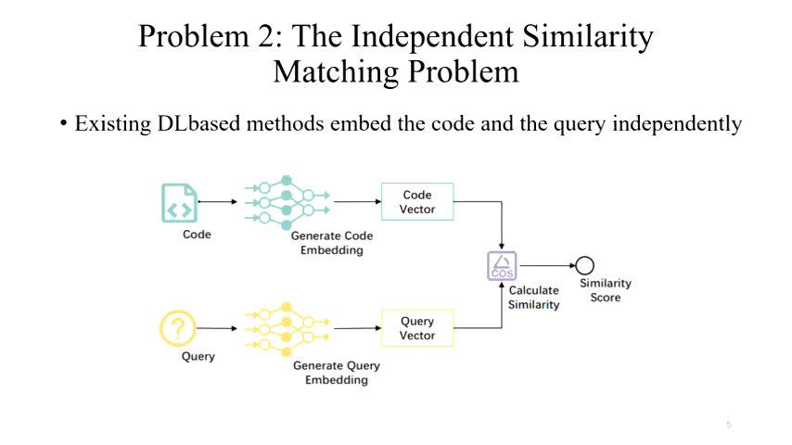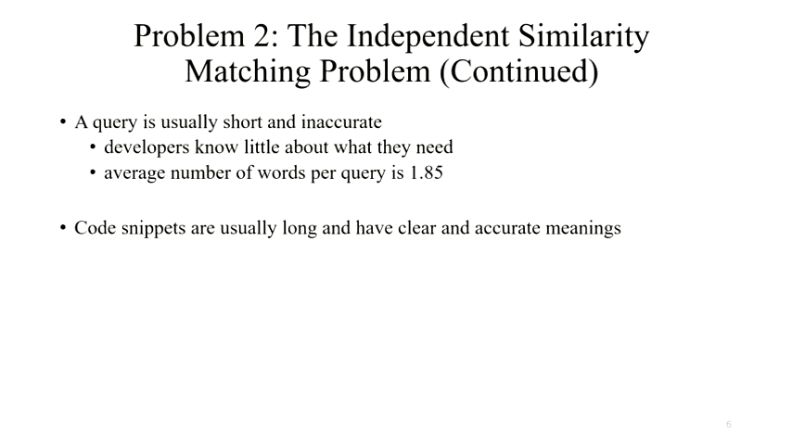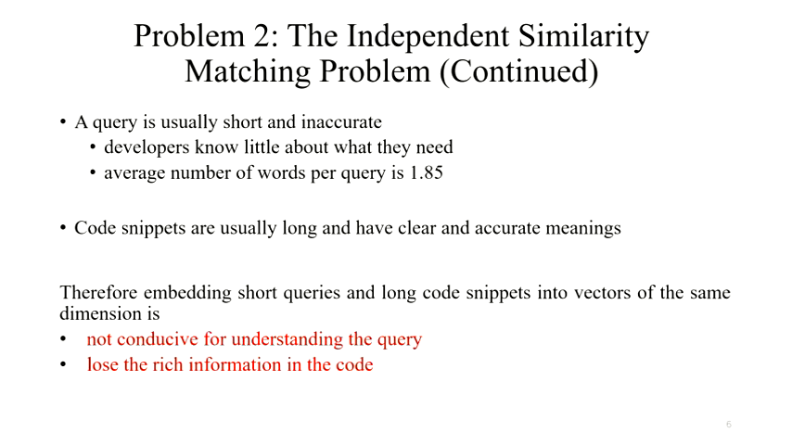Second problem, the independent similarity matching problem. Existing DL-based methods embed the code and the query independently. They assume that in a high-dimensional space, if a code snippet and a query have similar semantics, they usually occupy nearby regions. But a query is usually short and incoherent. Code snippets are usually long and have clear and coherent meanings. Therefore, embedding short queries and long code snippets into vectors of the same dimension is not conducive for understanding the query and loses the rich information in the code.